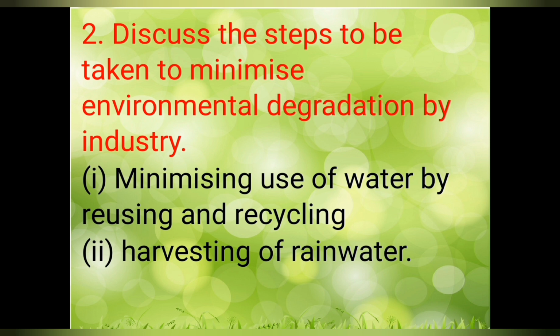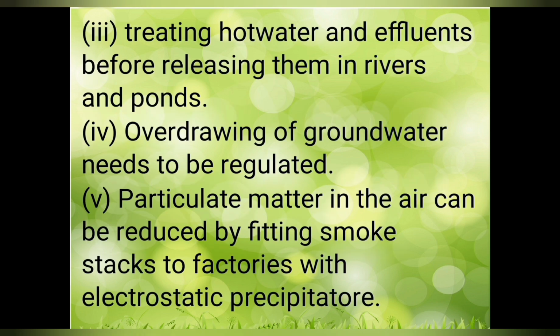Next important question: discuss the steps to be taken to minimize environmental degradation by industry. What steps can be taken to reduce industrial pollution or environmental pollution? First point, minimizing use of water by reusing, recycling and reducing, the 3 R's. Next, harvesting of rainwater where there is water scarcity. Next point, treating hot water and industrial effluents before releasing them in rivers and ponds. Next, overdrawing of groundwater needs to be regulated where there is water scarcity.